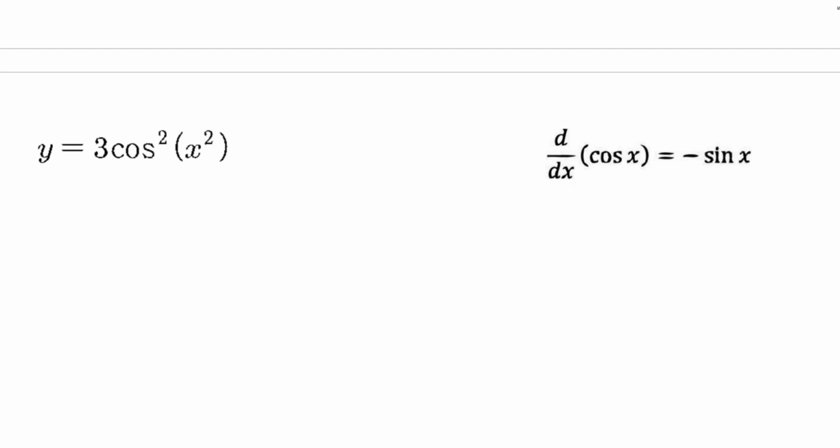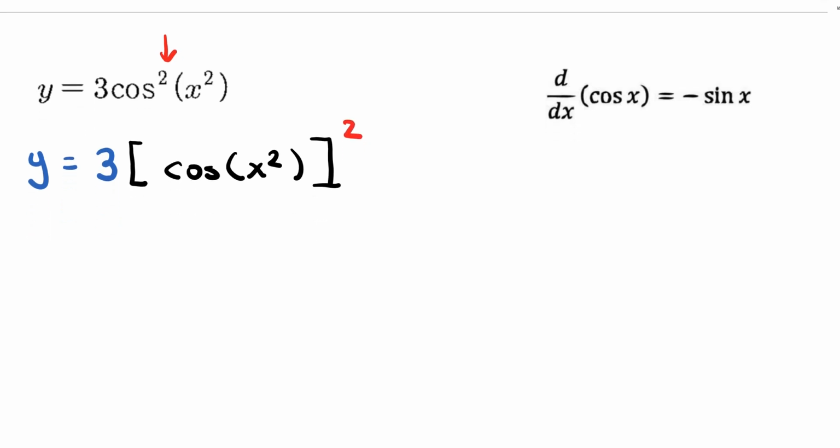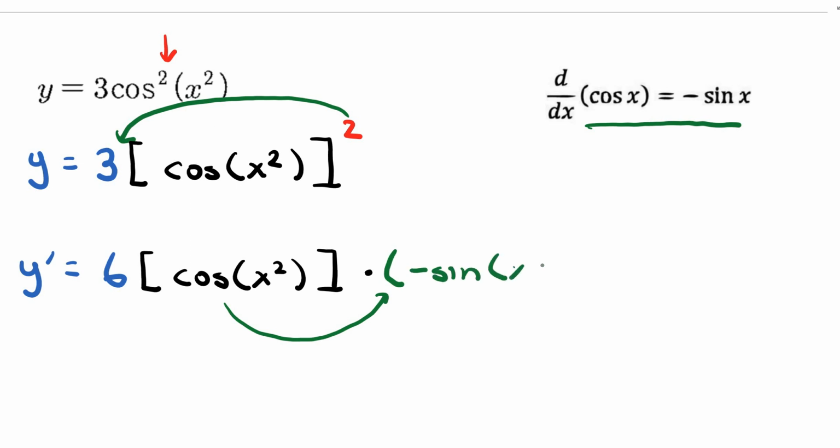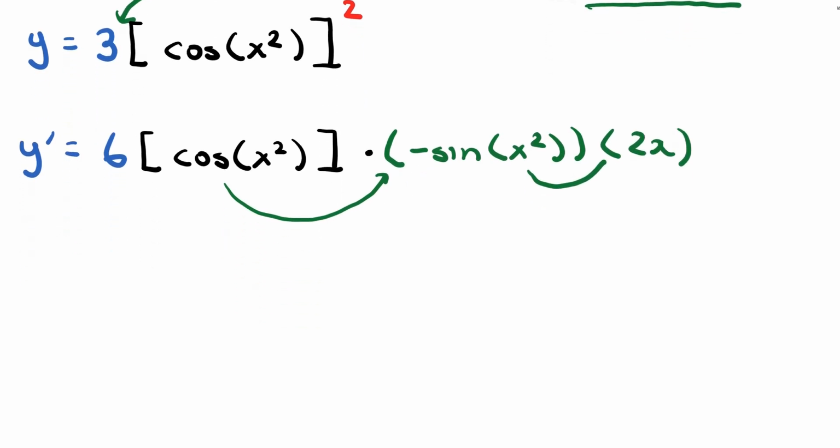I now have another power here, so now my power is another 2 there. If I have to rewrite this, I have y equals 3, the coefficient 3 remains on the outside, and then you have the square brackets of cos of bracket x squared, close that bracket, and that gets raised to the power of 2. Now let's go ahead and take the derivative here. So y prime equals 2. This 2 will get soccer kicked to the front, and 2 times 3 is going to be 6, so 6. And then square bracket cos of bracket x squared, close that bracket, and then I multiply by the derivative of the inside there. Now the derivative of cos is going to be negative sine, so let's put a bracket around that. So negative sine, bracket x squared, close that bracket, and then the derivative of x squared is going to be 2x.